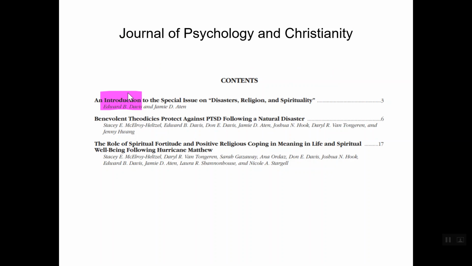Another feature to consider, taken from the Journal of Psychology and Christianity. Sometimes special issues of journals include, in addition to the articles, introductions to the edition. So this example provides an introduction to the special issue on disasters, religion, and spirituality. While the introduction is very important and contains useful and good information, it is not considered peer-reviewed, even though it resides in a peer-reviewed publication.